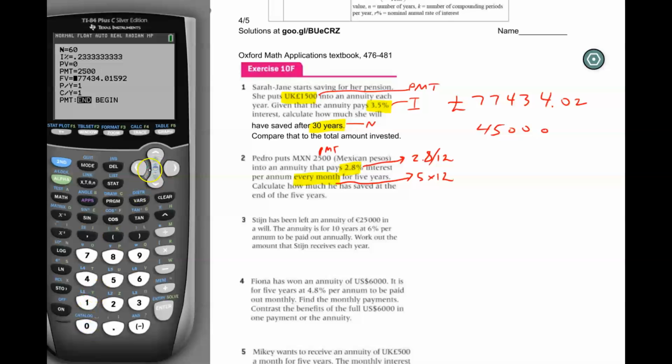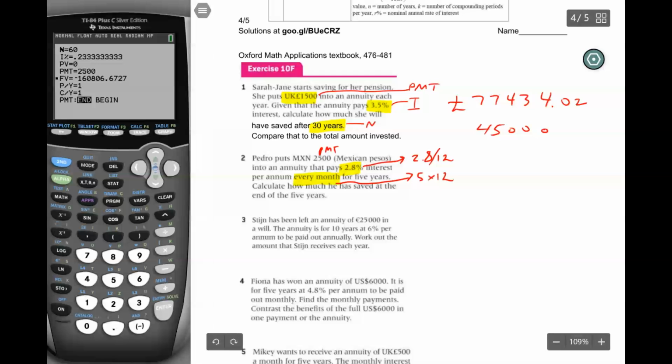Okay, and then remember that in annuity problems, P over Y and C over Y are always 1. Now I'm going to do alpha solve on top of FV, and then I found out the future value, or the value of what he has saved at the end of the 5 years, is going to be 160,806.67. And remember, if it's a finance amount, we always want to figure out the cents.